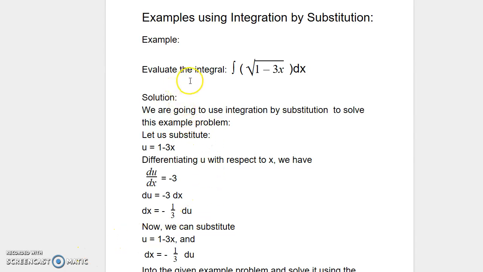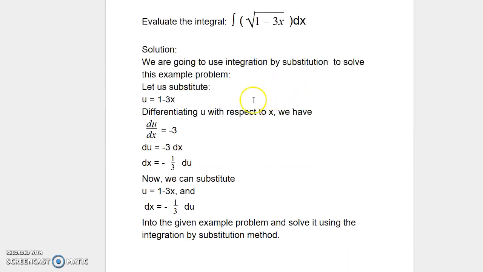Let us say we want to evaluate the integral of the square root of 1 minus 3x dx. So we're going to use integration by substitution to solve this example problem. Let us substitute u equal to 1 minus 3x, the term under the radical. So we're going to substitute u as equal to 1 minus 3x.